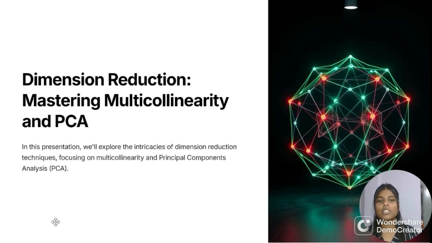Dimension reduction is a technique in data science used to reduce the number of features or variables in a dataset while preserving the most important information. This is done to simplify complex datasets, improve model performance, and reduce noise. Techniques like PCA, t-SNE, and LLE are commonly used for dimension reduction. We are implementing dimension reduction with multicollinearity and PCA. So first, let's understand what multicollinearity is.